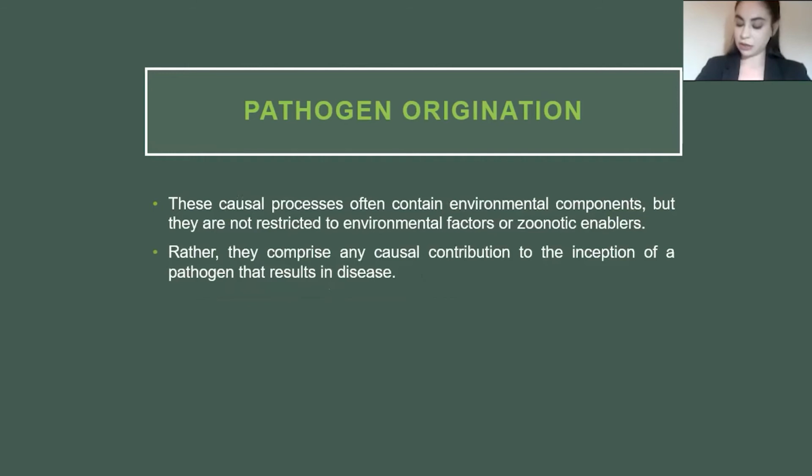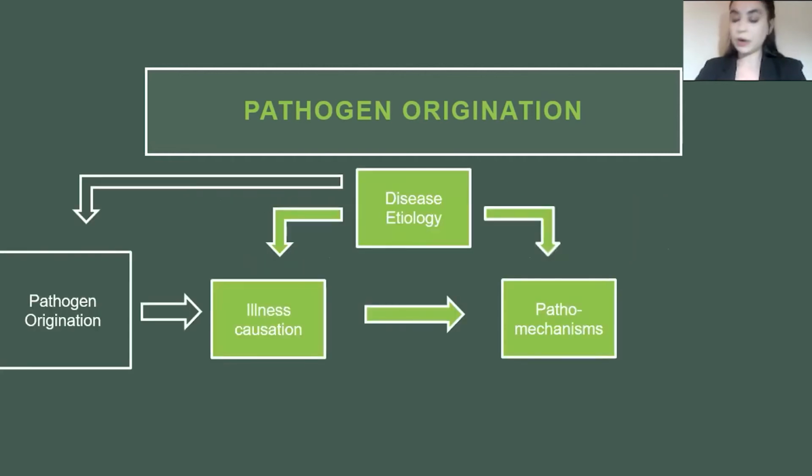So as you can hear, there is a strong environmental element to pathogen origination. However, that is not the only aspect. It's not limited to zoonotic enablers or any of those factors, but what it really is, is an accumulation of causal contributions to the formation of a pathogen that can or will result in a disease like COVID. And since this takes place prior to the disease onset, I've adjusted the existing framework to include pathogen origination as a first step in disease etiology.